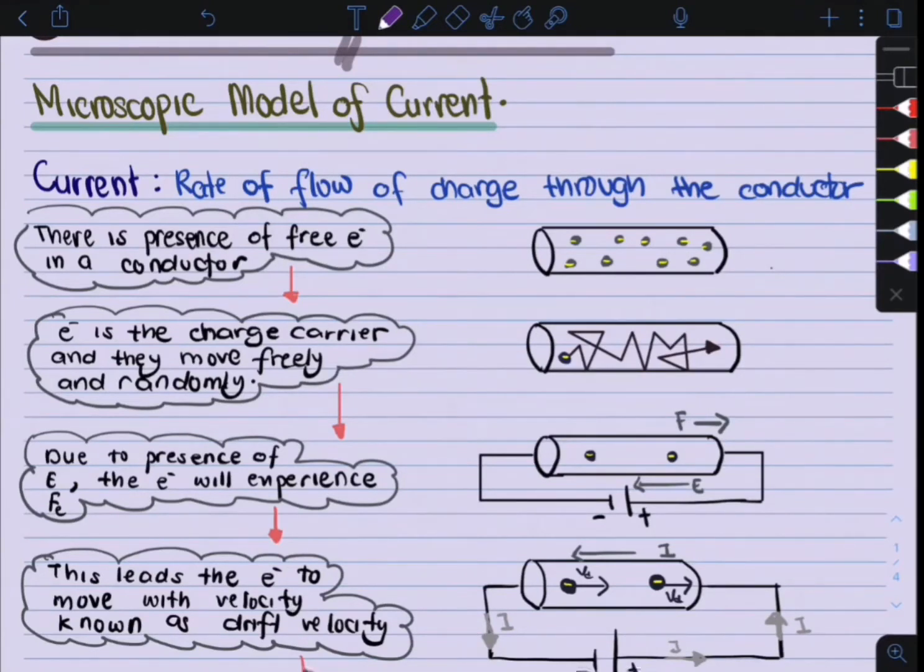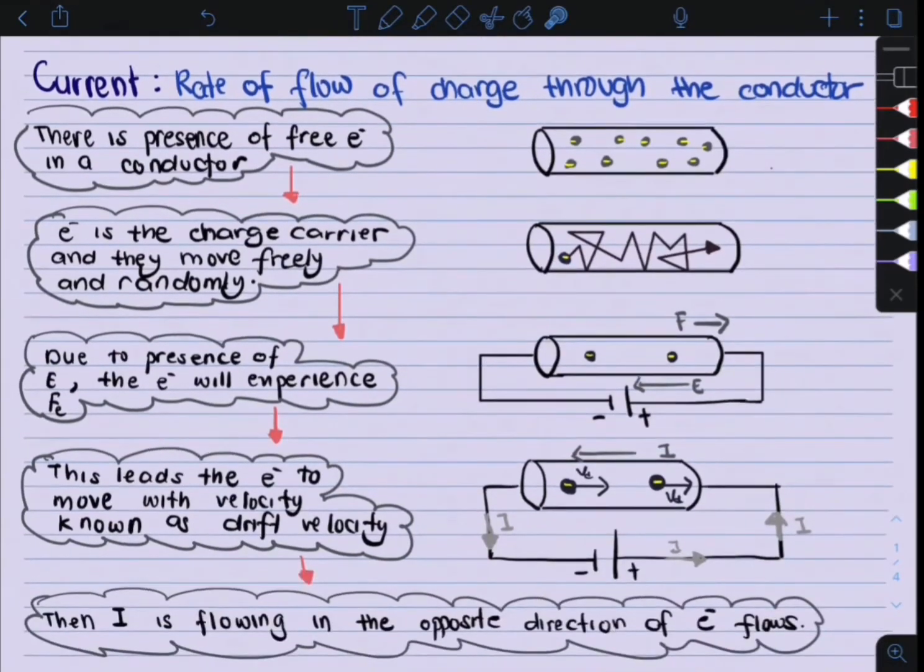Okay, so in the diagram here, the first diagram shows the free electron in a conductor. So these electrons are the charge carriers and they move freely and randomly. As you can see in the second diagram here, the electron is moving in all directions and it is free to move in any direction.